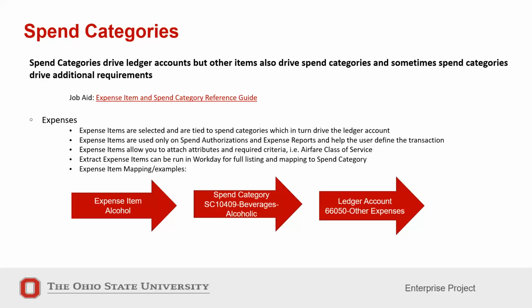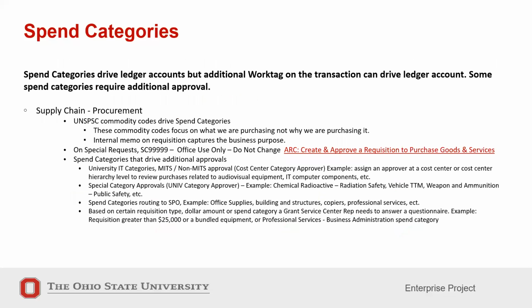So again, on the expenses side, for your spend authorizations and expense reports, you're going to select expense items, and that in turn drives the ledger account. Robin has provided the expense item and spend category reference guide, so you will have a list of those expense items and what spend categories they're connected to.